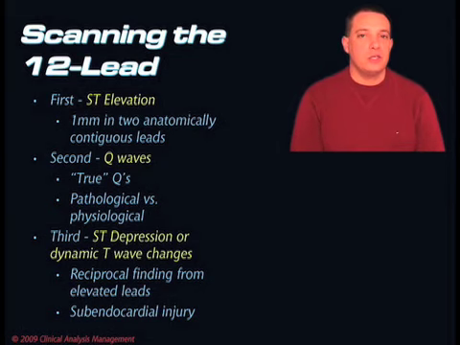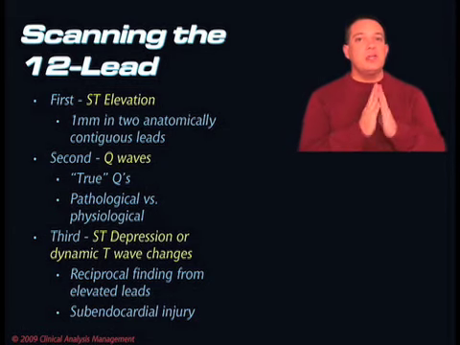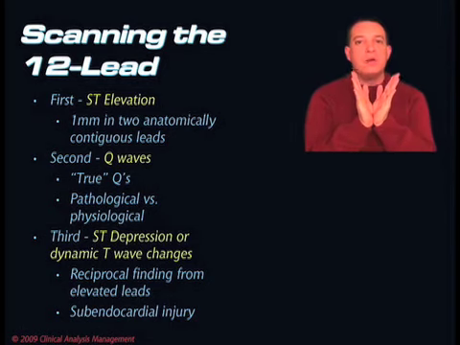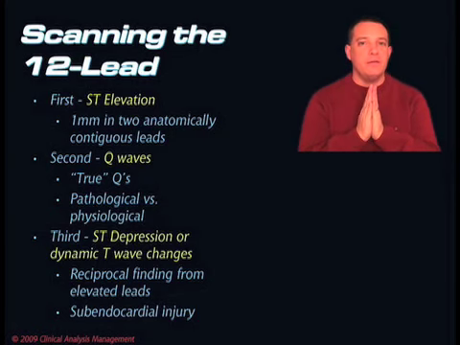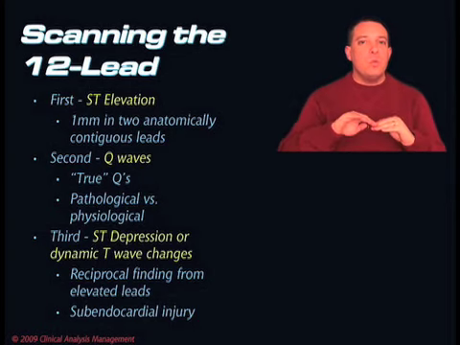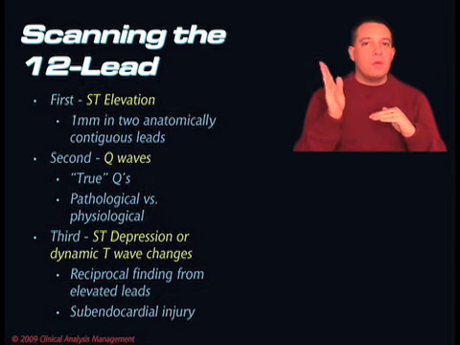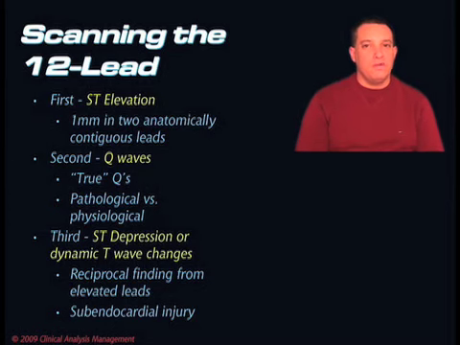When we talk about pathologic Q waves, there are 2 things that make a Q wave pathologic. The first is if the Q wave is wider than one little box. The second is if it's deeper than 1/3 the R wave that follows it. Well, what if it doesn't meet that criteria? What if it's not wider than one little box, or not deeper than 1/3 the R wave that follows it? Then it's a physiologic Q wave.